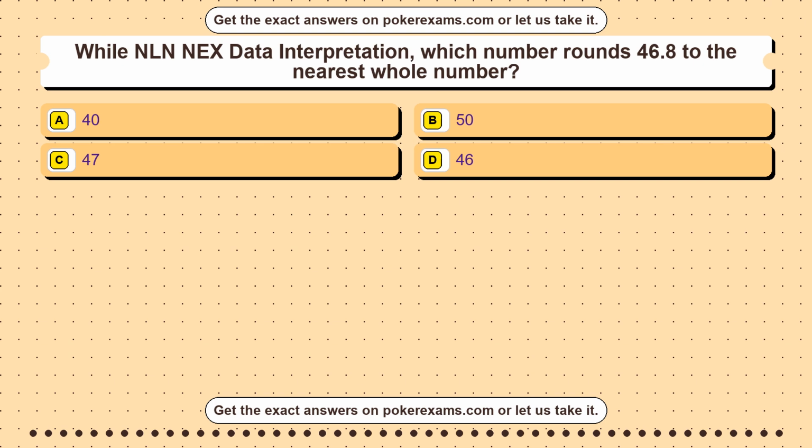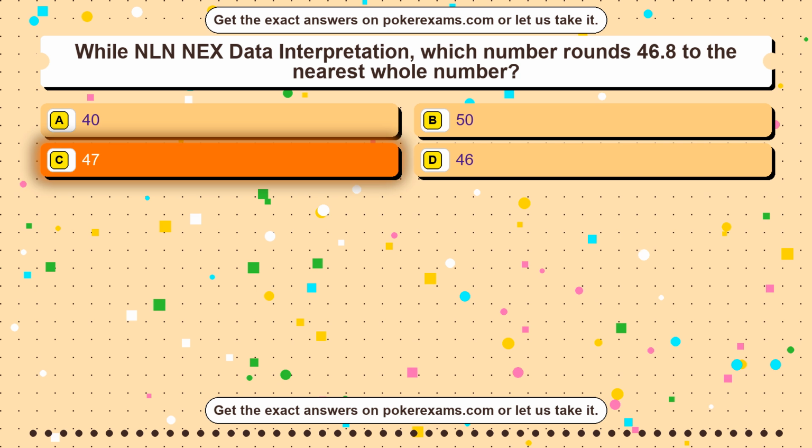Question 27. While NLN NEX Data Interpretation, which number rounds 46.8 to the nearest whole number? Option A 40. Option B 50. Option C 47. Option D 46. The correct answer is option C.